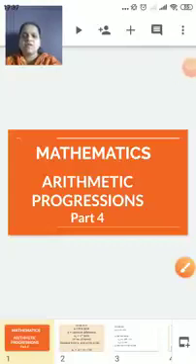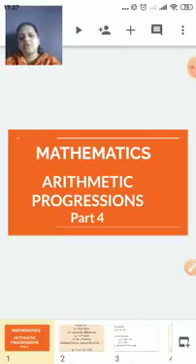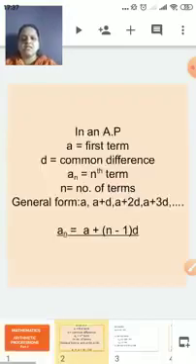Can we start with our new session of Arithmetic Progression Part 4? Do you remember what we have learned in the previous session? In the first and second sessions we have seen the meaning of AP, the formula of AP, and the terms included in that AP. Let us quickly revise that concept once again.